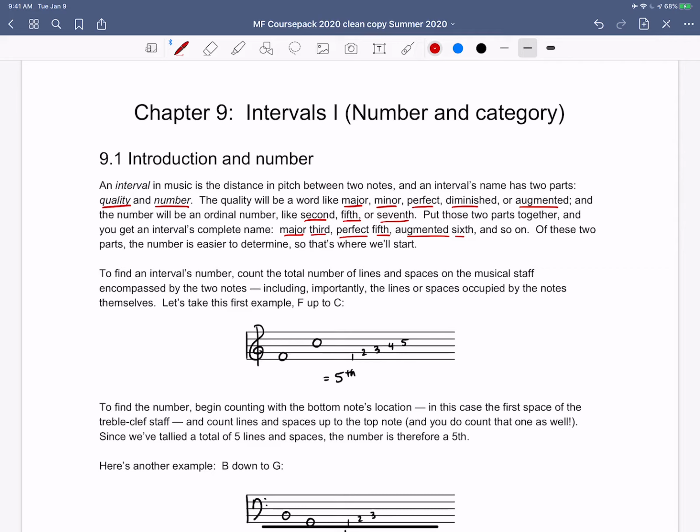So here's our first example, and I realize that the answer is here, but I'm going to work it out for you. So there's our F and there's our C. So what we're going to do is start at the bottom and count the space that is occupied by the F as 1. Then the next line is going to be 2, the next space is 3, the next line is 4. And then this space where the C lives, we do count that as well. That one is the fifth item that we've counted. So we therefore have an interval of a fifth.